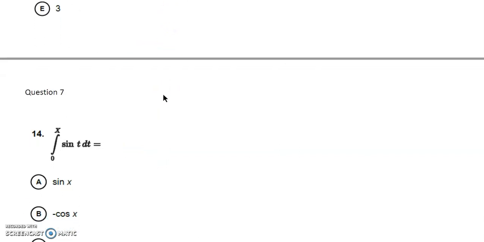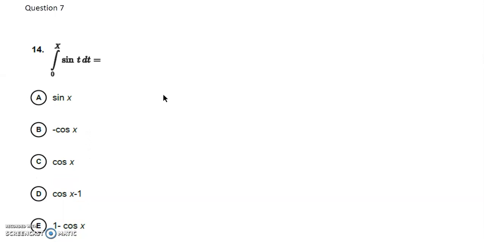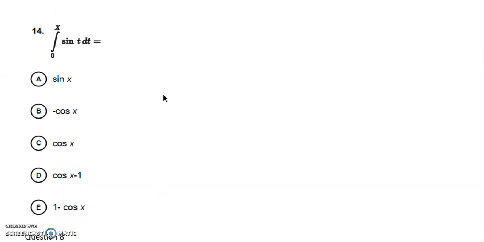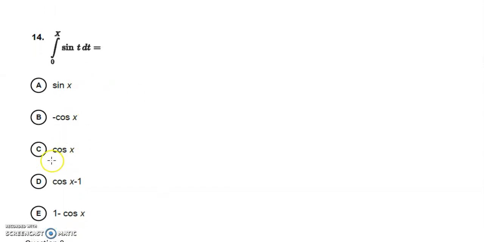Next question, question 7. All right, so I want to do the integral from 0 to x of sine of t dt. Look at all these answers. All of them have x's in it, right? So you're going to integrate that and evaluate that and subtract appropriately. So hit pause, give it your best shot. Here comes the answer.